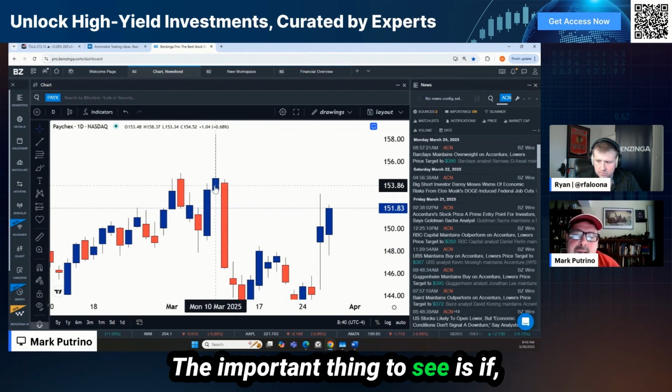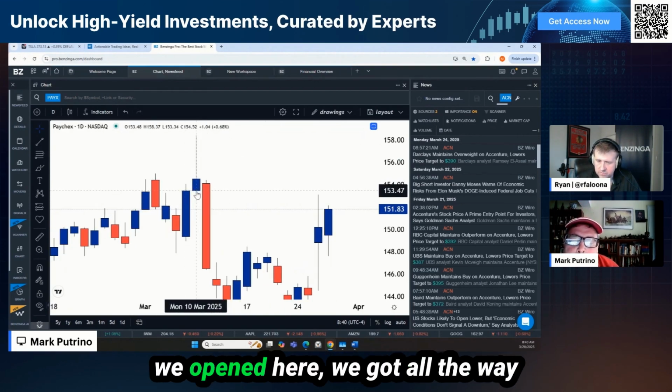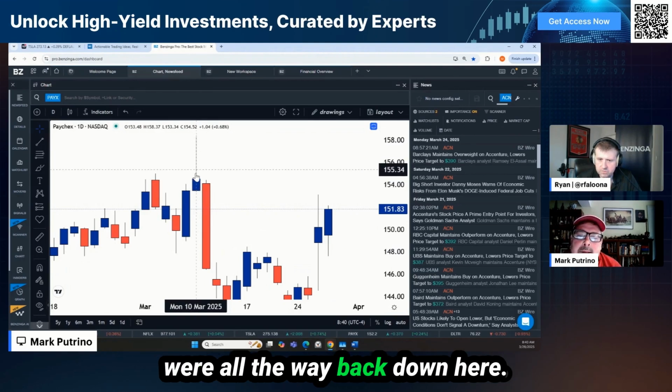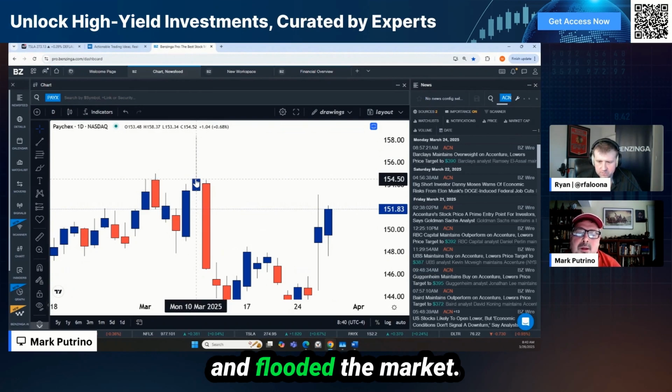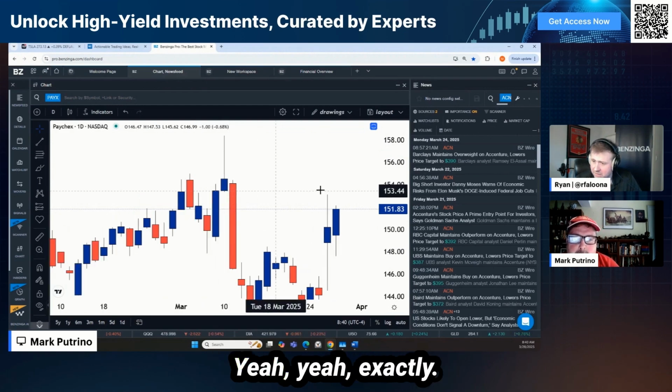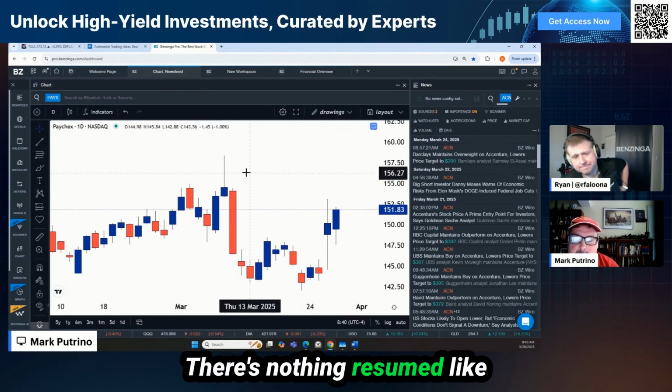The important thing to see is, when I look at this, it tells me, all right, we opened here, we got all the way up to here, but by the close, we were all the way back down here. So the sellers came in and flooded the market. And then look what happened the next day. Yeah, exactly. The flooding resumed.